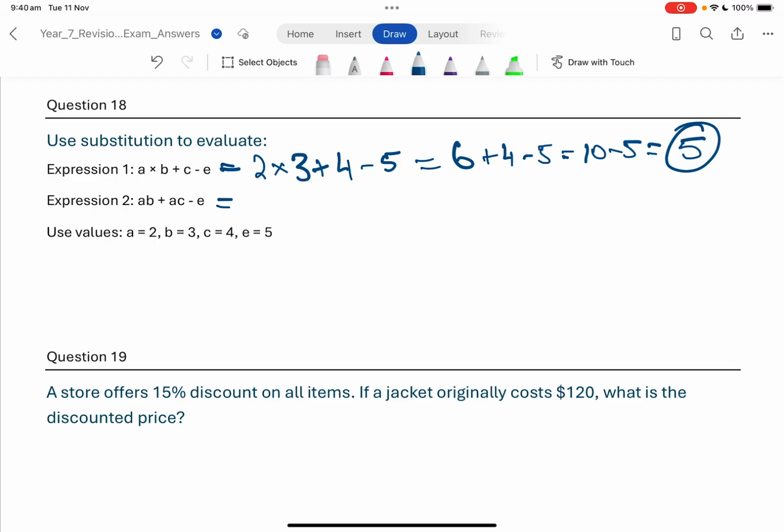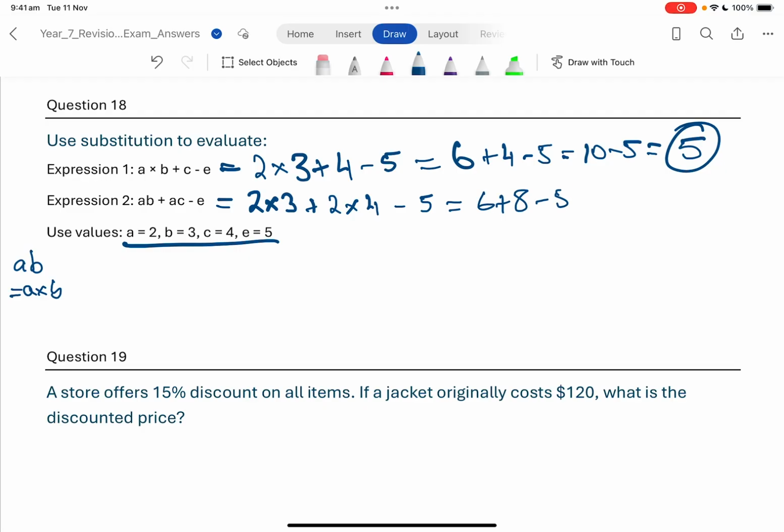This one here, we've got, remember, when the A and the B are sitting next to each other like that, it means A times B. So we're going to have 2 times 3 once again, plus 2 times 4. Remember, I'm just replacing it with these numbers here. And minus 5. Doing my BOMDAS or BIMDAS. First, I've got 6 plus 8 minus 5, which will be 14 minus 5, which will be 9. And that is, we're done.